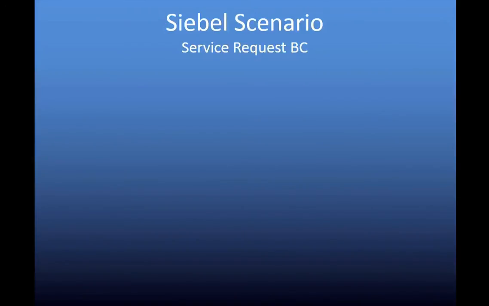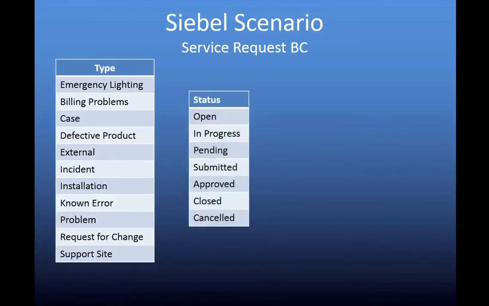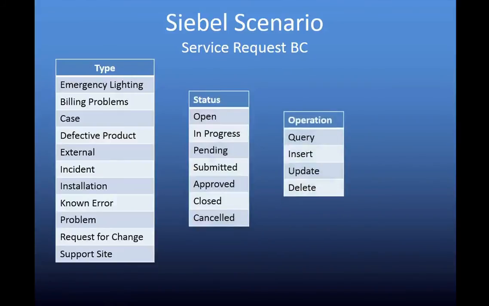So let's look at a simple Siebel scenario where a developer is developing a service request business component. The service request can have up to 10 different types as seen here. It can have these 7 different statuses, and it's expected to support the normal CRUD operations: query, insert, update, and delete. So let's see how many test cases that is. That's about 280 test cases just for this one particular business component. These are unit test cases that a developer should be testing for their BC.